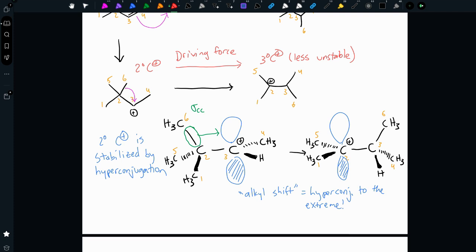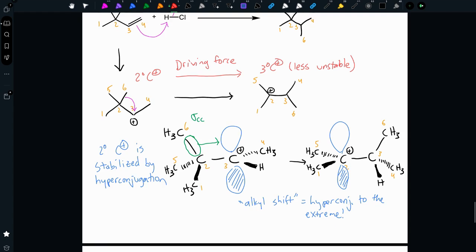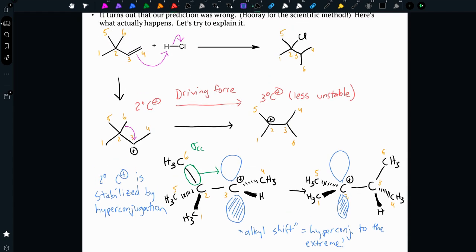After that rearrangement, the carbocation is as stable as it's going to get, and it's going to wait there until a nucleophile can come and bond to it, in this case, the chloride ion.